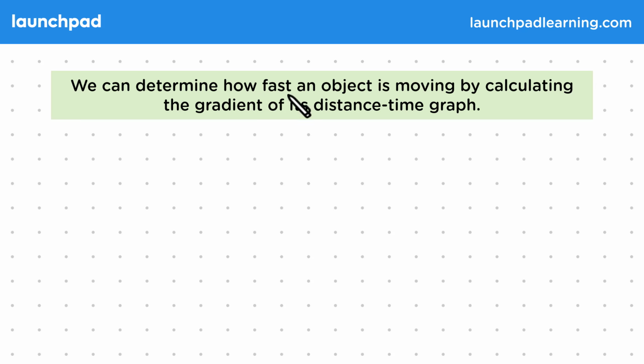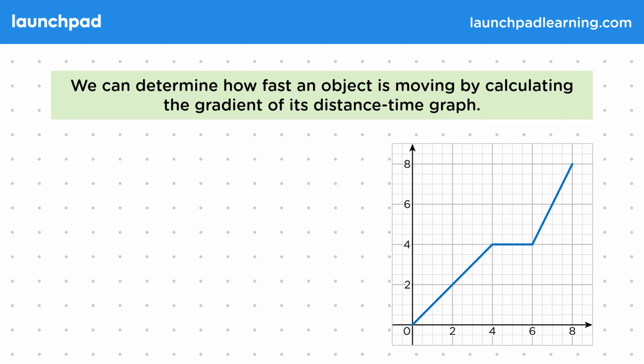We can determine how fast an object is moving by calculating the gradient of its distance time graph. Remember that a distance time graph shows us how the distance travelled by an object changes over time. The x value tells us how much time has passed, and then the y value tells us the total distance travelled after this time. The shape of the graph also gives us information about the journey being described.